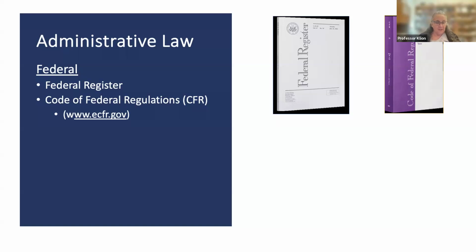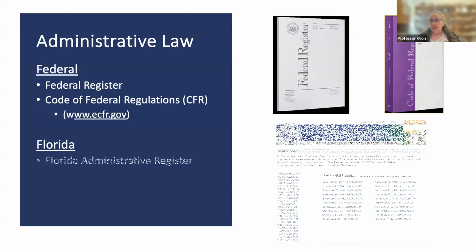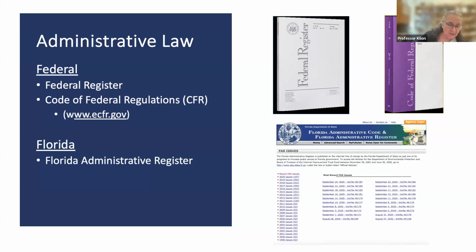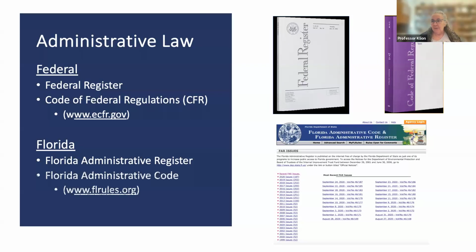Code of Federal Regulations. Quickly, in Florida, there is the Florida Administrative Register. This is parallel to the Federal Register. It contains all of the rules, revisions, reports. It is updated every day. It gives all the opportunity for notice and comment on rules. And the final rules get posted in the Florida Administrative Code.